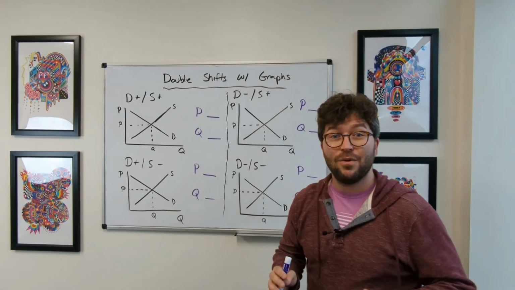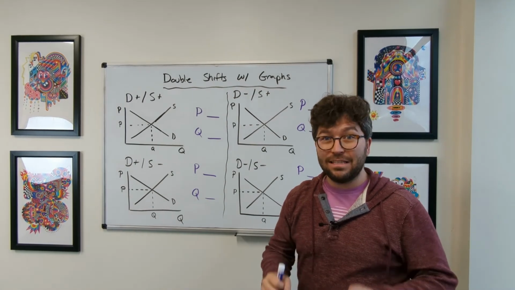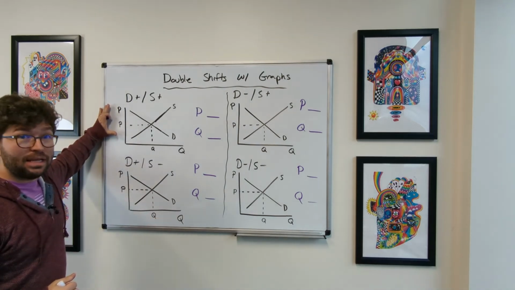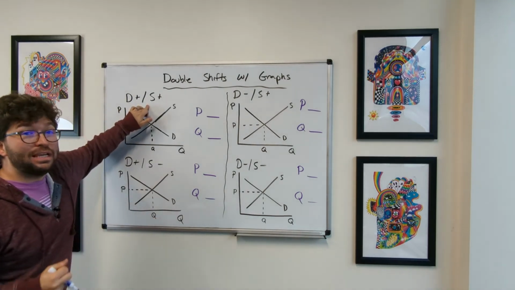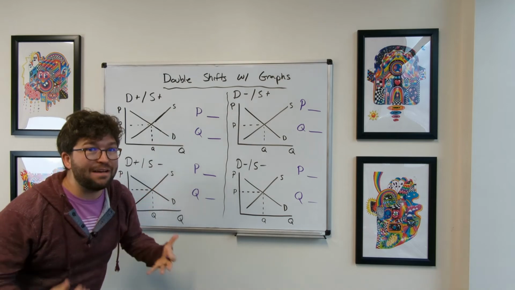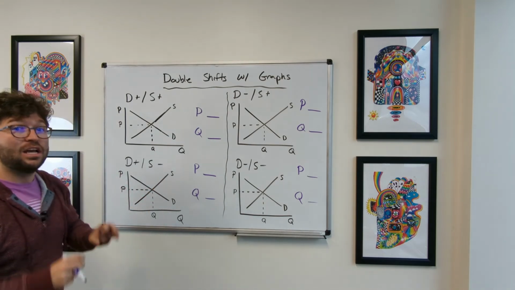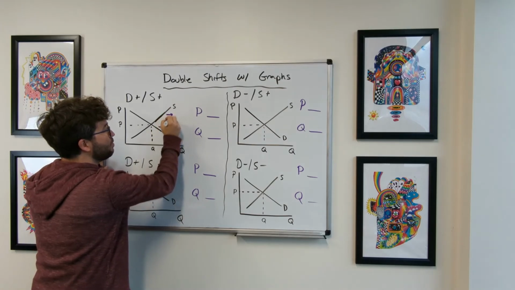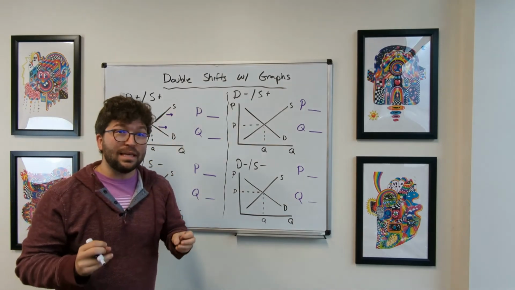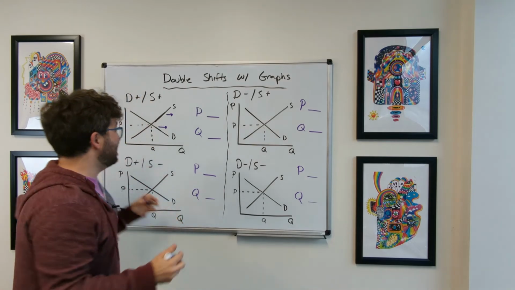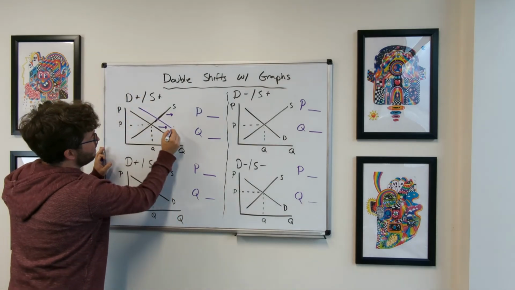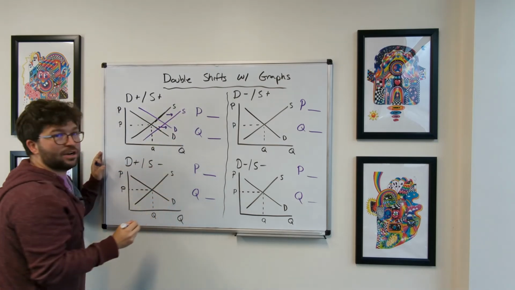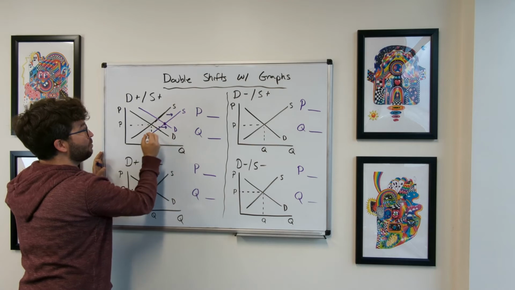For the last part of the video, let's do the same thing. Let's analyze double shifts, but now with graphs. So we'll start again up here where we have demand and supply both increasing. And if you remember from the graphing part of the video, that means a shift to the right. So let's shift both of these to the right. And my tip for you is going to be to shift them at approximately the exact same amount, so the same magnitude. So I'm going to increase demand by shifting it to the right here. I'm going to increase supply by shifting it to the right here and find my new equilibrium point.